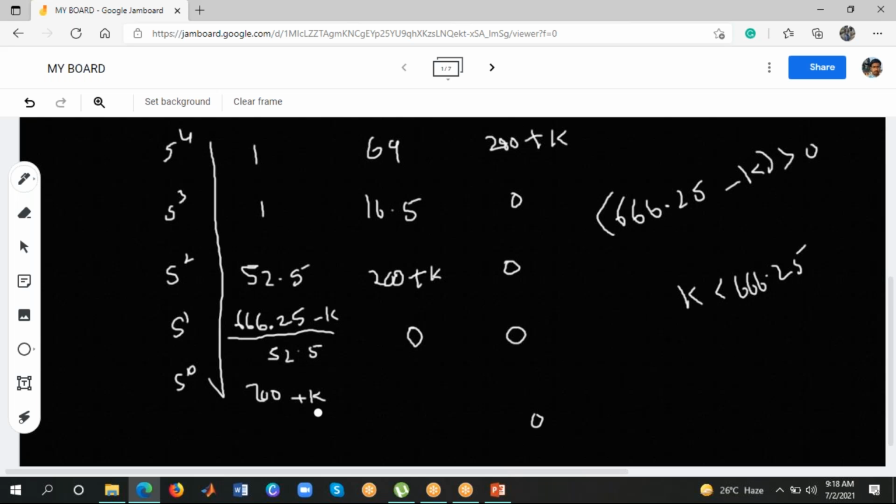Practical point of view, the k value is always changing from 0 to infinity. Okay. So here you can say that for 200 plus k, here k should be greater than 0. So from these two relations we can say that the k value should lie in between 0 and 666.25.